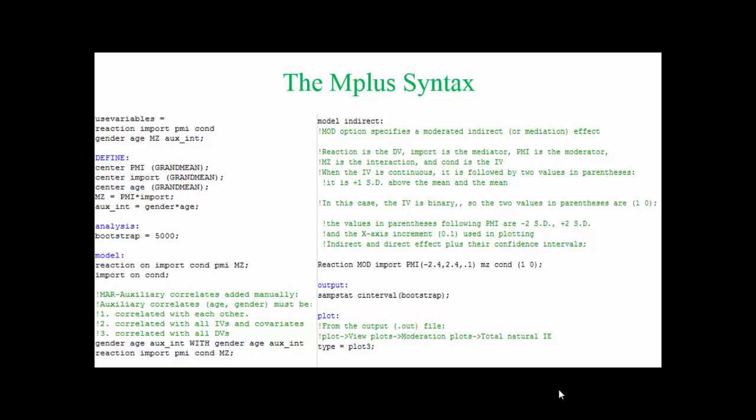At the hospital, that's just kind of our shorthand for make sure those are in there also, especially if you have missing data. So I'm going to center age because what I'm going to do is create MZ, that interaction term, by saying MZ is PMI times import, but I'm also going to create what's called an auxiliary interaction, AUX underscore INT, gender by age. And what that's going to address is the possibility that an age by gender interaction might address missing data as well.